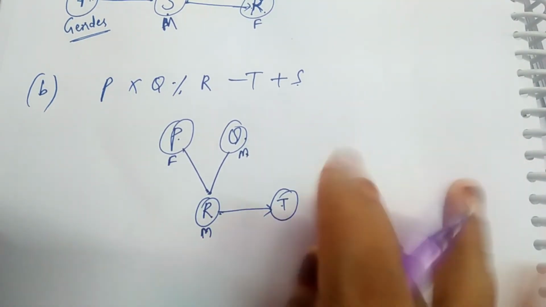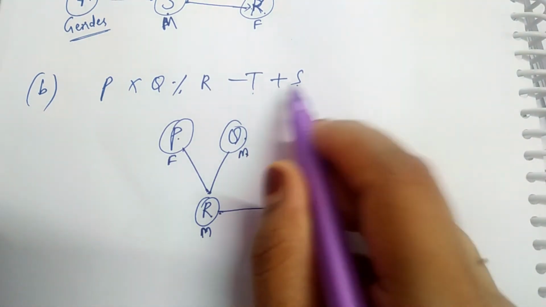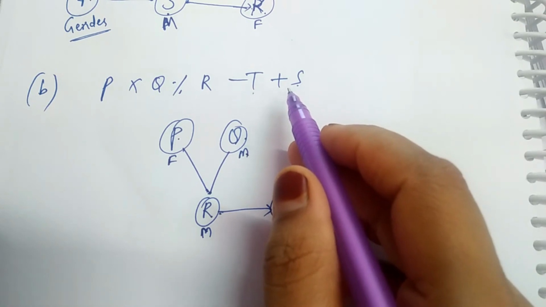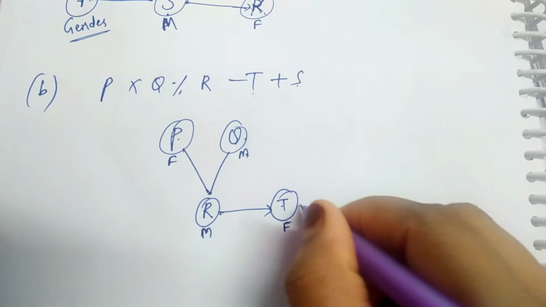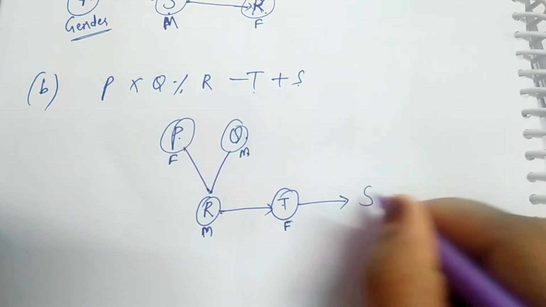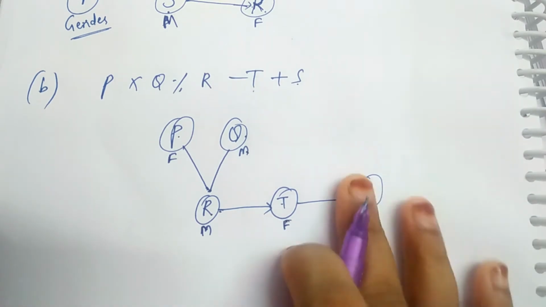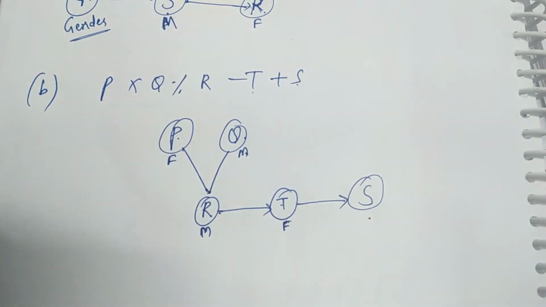Okay, since it's the brother of T, we are taking as a male. Next thing is that T plus S. What is T plus S means? T is a sister of S. T is a female, okay, and sister of S. We don't know this thing, but we should be focusing on P and T.